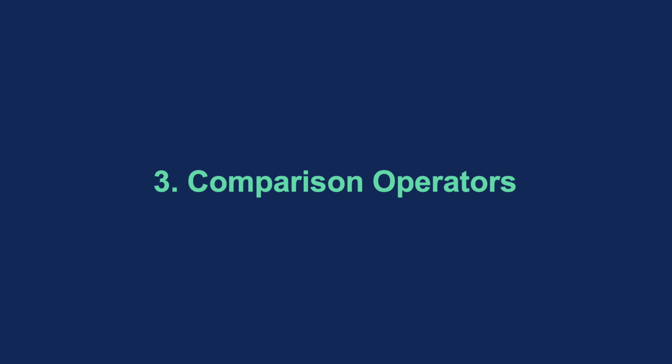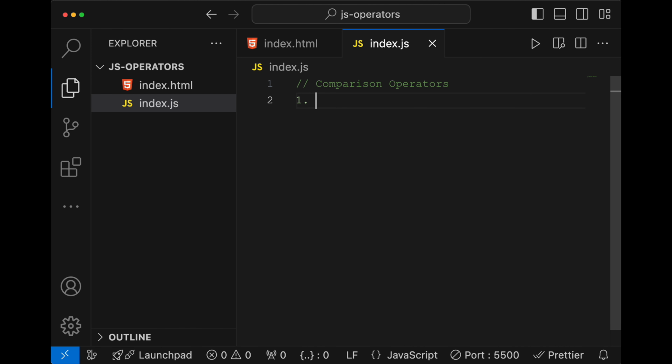So the third one is the comparison operators. These are operators that are used to compare two values, and these specifically return true or false. You remember when we were studying data types, true and false are considered as booleans. So booleans are true and false. As we've just defined it, comparison operators return a true or false value.